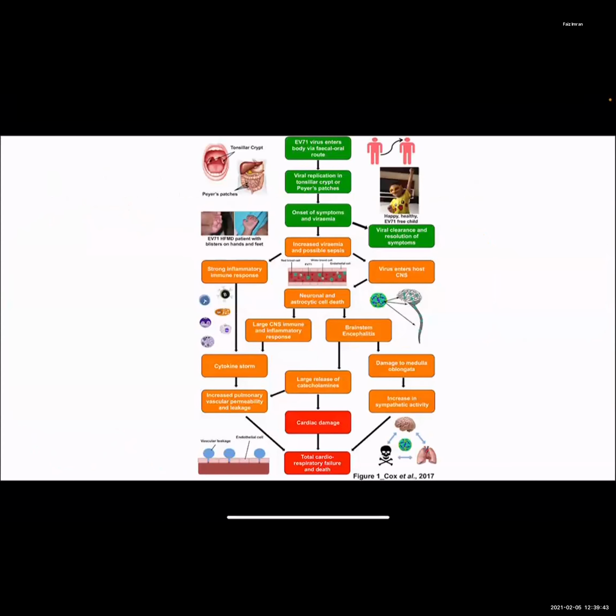So, this is what I was talking about. Usually this is stage 1 within the green box. But when there are complications, you can reach here, CNS involvement. After CNS involvement, you have the autonomic nervous system involvement, and then you have your complications.